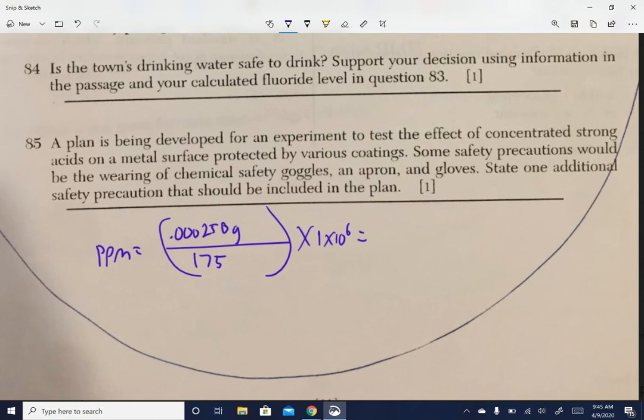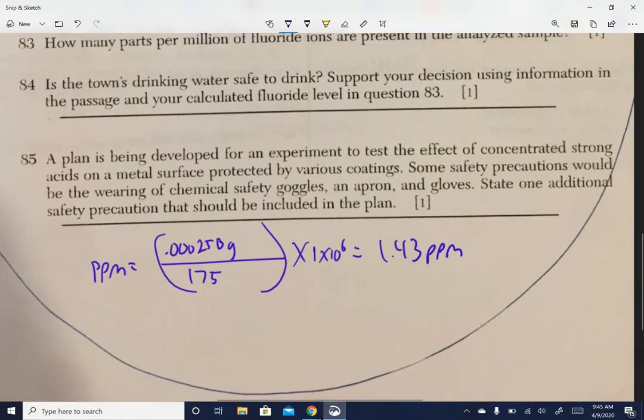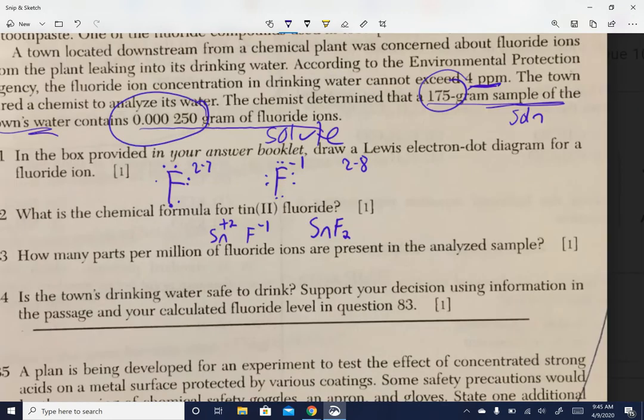Equals, here we go. It's all right, bear with me again. 0.00025 divided by 175 times a million, and I get 1.43 parts per million. Is it safe? Yes, because it's less than 4. It is safe for them to drink.